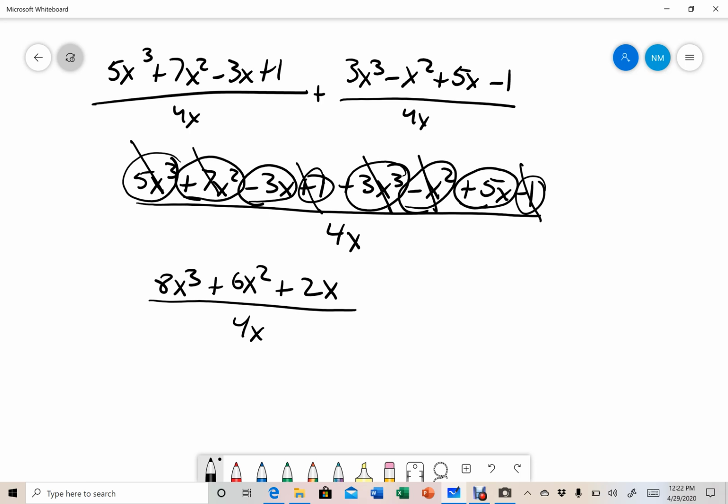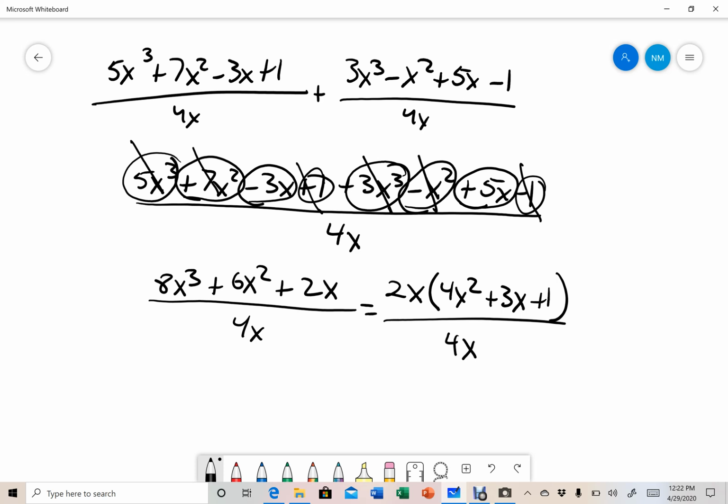All right, now typically this would be our answer. However, because we can factor this down further, we're going to factor it. So I look at all of these terms and I say, okay, these all have common terms that I can factor out. So I'm going to take 2x and I'm going to factor it out of each of these terms. If I factor out 2x out of 8x cubed, I get 4x squared. If I factor out 2x out of 6x squared, I get 3x. Okay, and then if I factor out 2x out of 2x, I get 1.